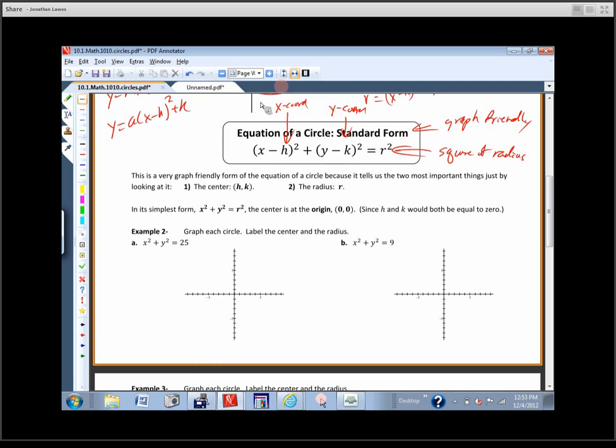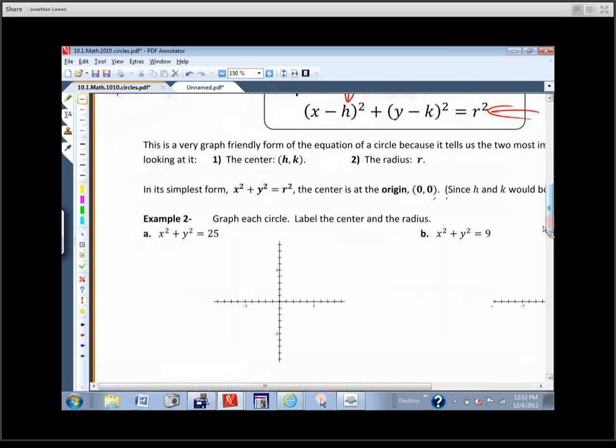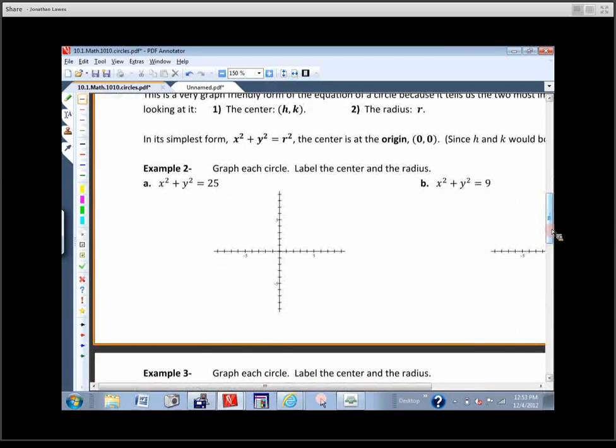Now remember, when you graph these, you want to make sure you make it clear you know exactly what you're doing. So you've got to label the important parts of a circle. You've got to label the center, where it is, and you've got to label the radius, how big it is. So let's go ahead and do this. What is the center? 0, 0. So I'm going to put the center on here, and what's the radius? Radius is 5.